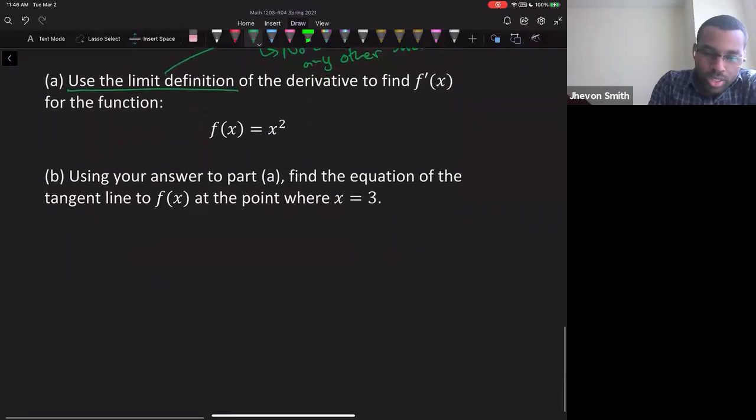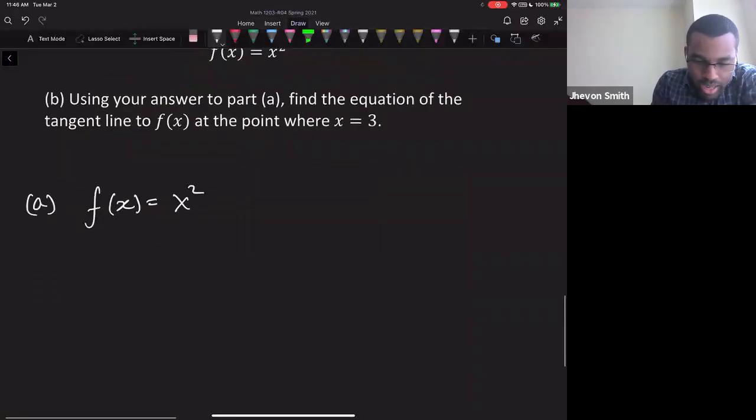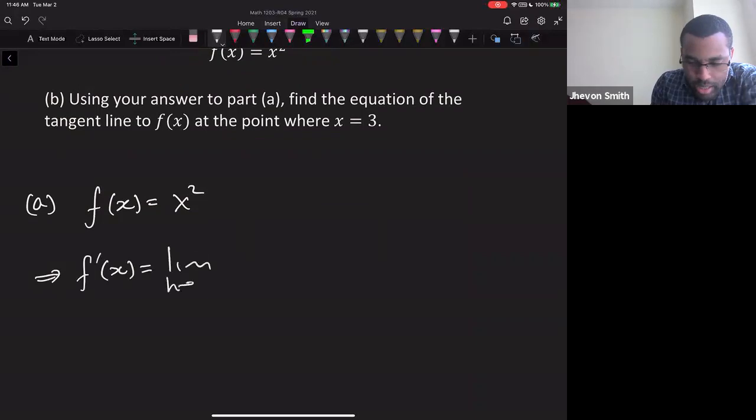Since we're using the definition, you're obviously going to have to remember the definition. I even asked you this on a quiz. So we keep writing the definition until we memorize it. So that is your f of x. This means that your f prime of x is going to be the limit as h approaches 0 of f of x plus h minus f of x over h.